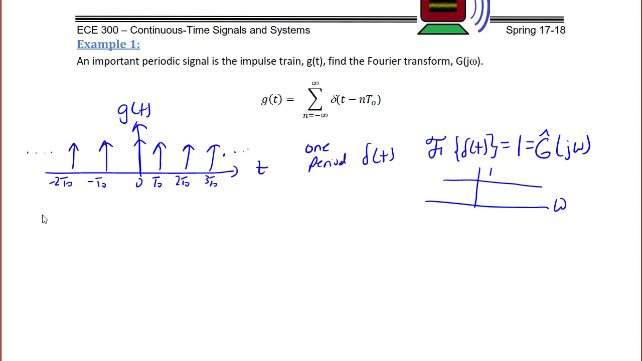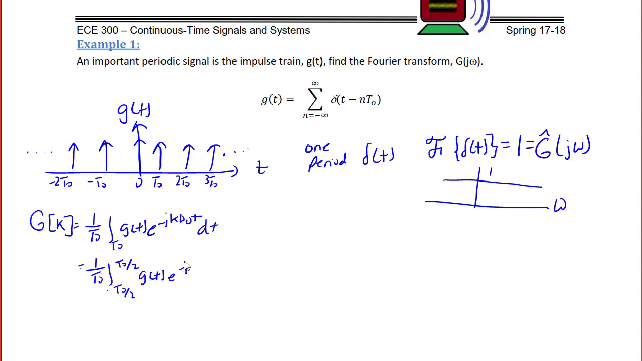So now let's calculate G[k]. We've done this before, but G[k] is equal to 1 over T0, the integral over T0, one period, g(t) e^(-jkω0t) dt, which equals 1 over T0, the integral from negative T0 over 2 to T0 over 2, g(t) e^(-jkω0t) dt, which equals 1 over T0, the integral from negative T0 over 2 to T0 over 2, δ(t) e^(-jkω0t) dt, which equals 1 over T0.